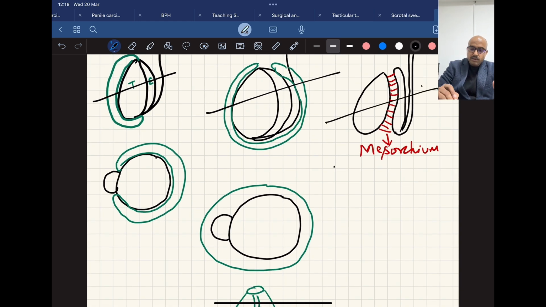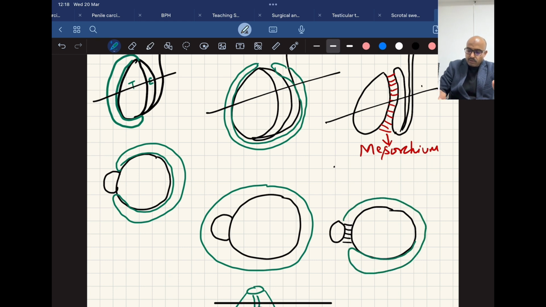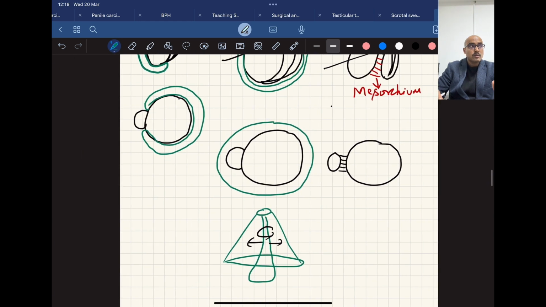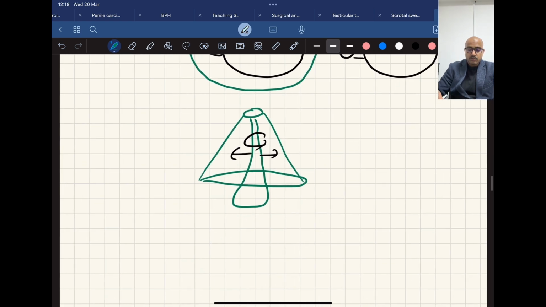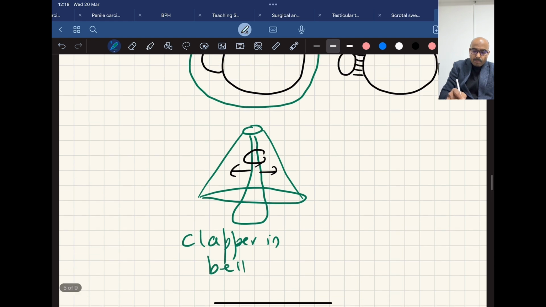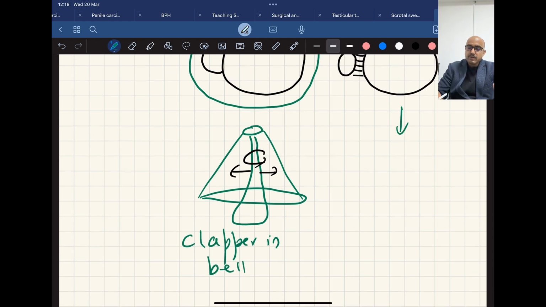So if you see the cut section, this is the testis, and there's a gap which is filled by the mesorchium. The tunica will be normal here. And now it is free to twist at this point, leading to torsion of the testis. So one is the clapper in the bell phenomenon, or you can say it is due to the high investment, and this is mesorchium.